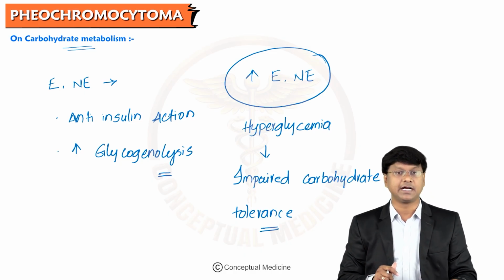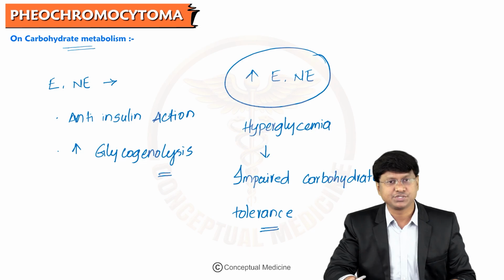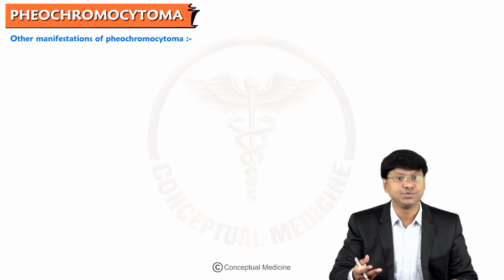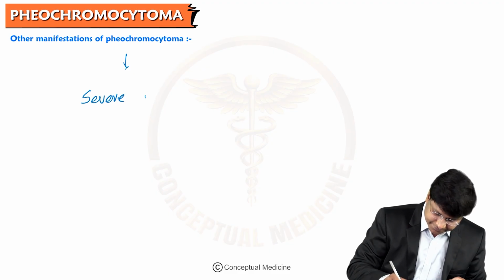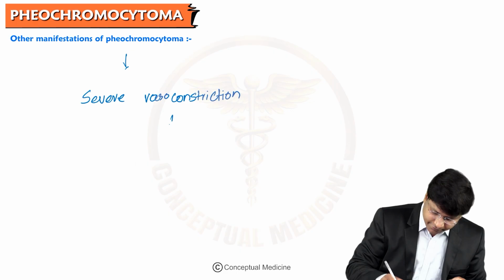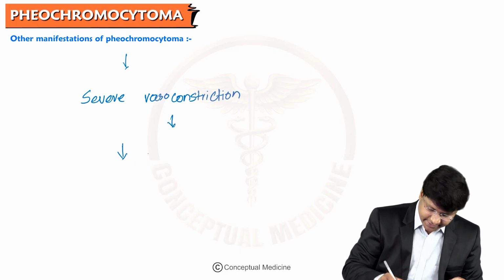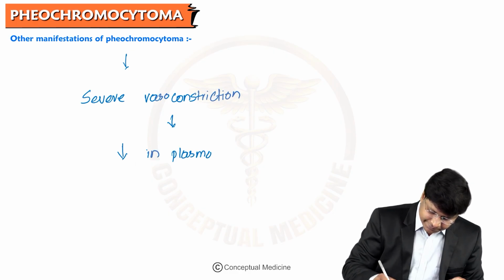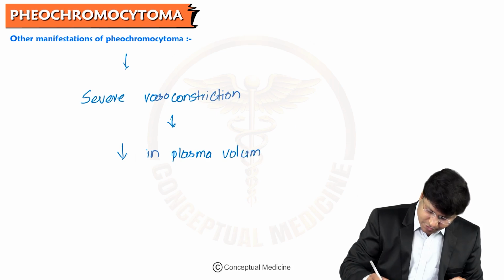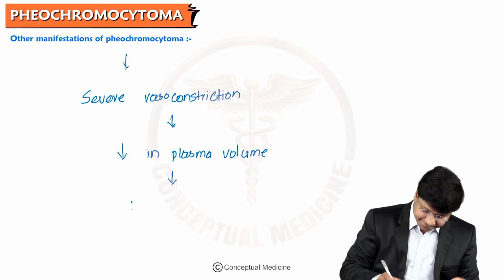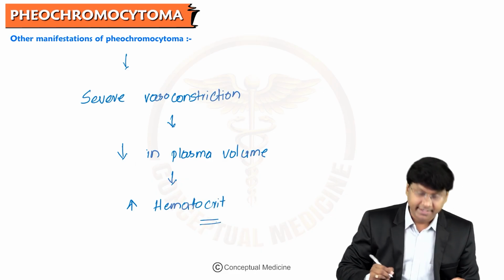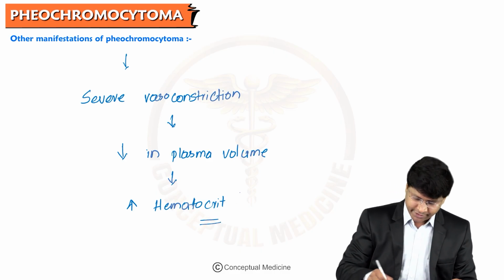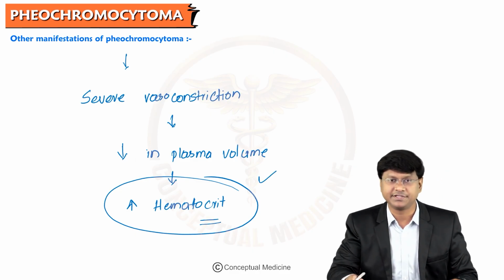Right, so due to which they have the impaired carbohydrate tolerance, so they'll have hyperglycemia. So that is what you will see in patients with the pheochromocytoma. Now, apart from this, you should know what are the other manifestations in pheochromocytoma. In pheochromocytoma, there is very severe vasoconstriction. So, because of very severe vasoconstriction, there will be decrease in the plasma volume. And because of decrease in the plasma volume, there will be elevated hematocrit. So, in patients with pheochromocytoma, please remember there is increase in the hematocrit within the individual.